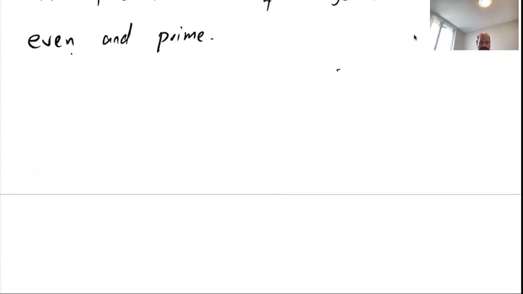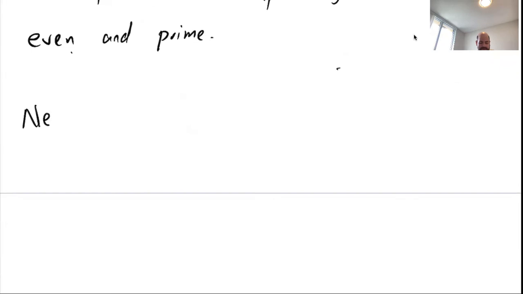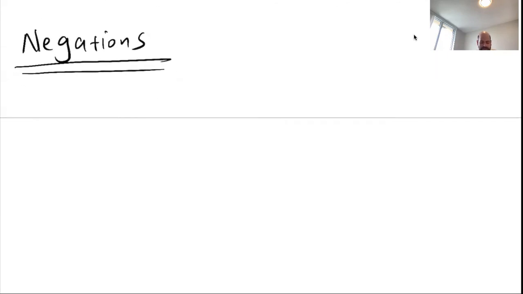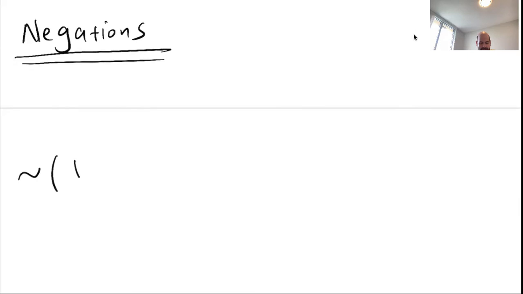Okay. Now let's talk about the negations. So for example, the negation of for each X, P of X. Negation, if you remember, means it's not the case that. So when can I say that it's not the case that for each X, P of X holds?